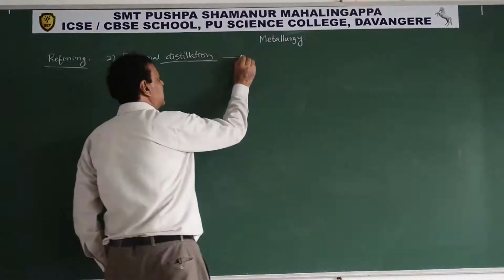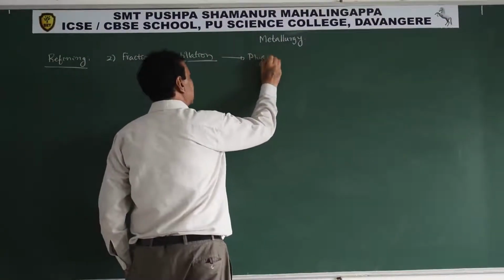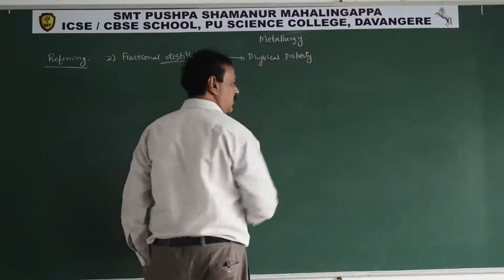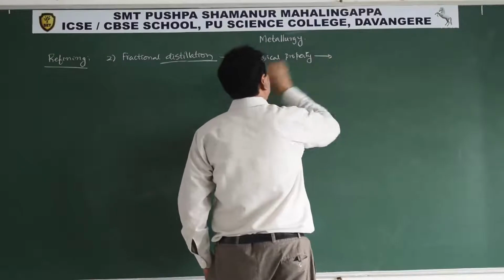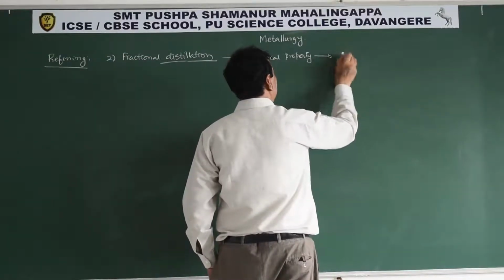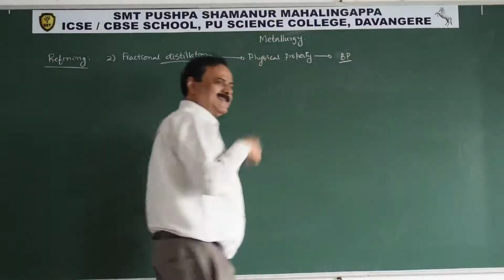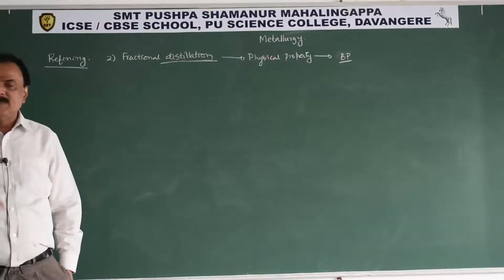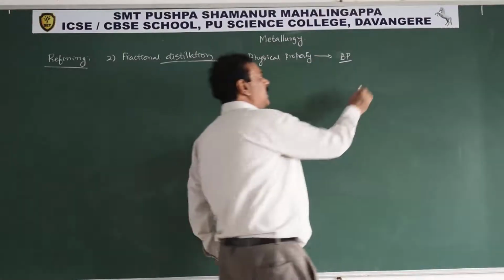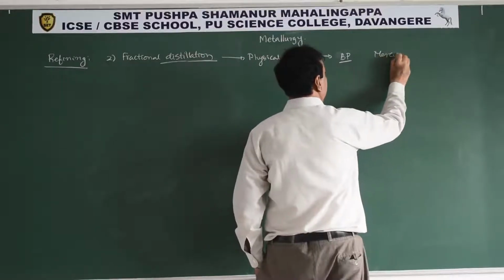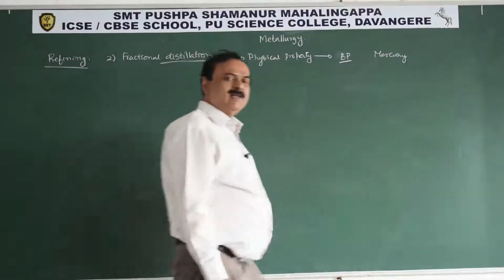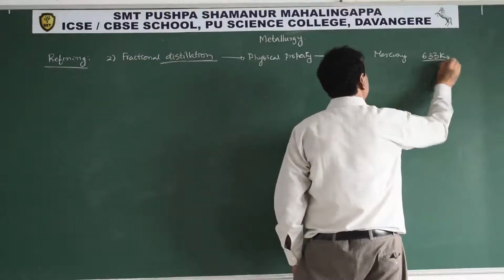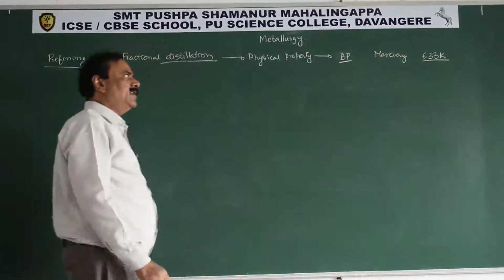Here the property used is a physical property, the boiling point. In the previous case, it was the melting point; in this case, it is the boiling point. Mercury can be separated by this method. It is a liquid metal at lab temperature, and its boiling point is around 633 Kelvin. Is it clear?